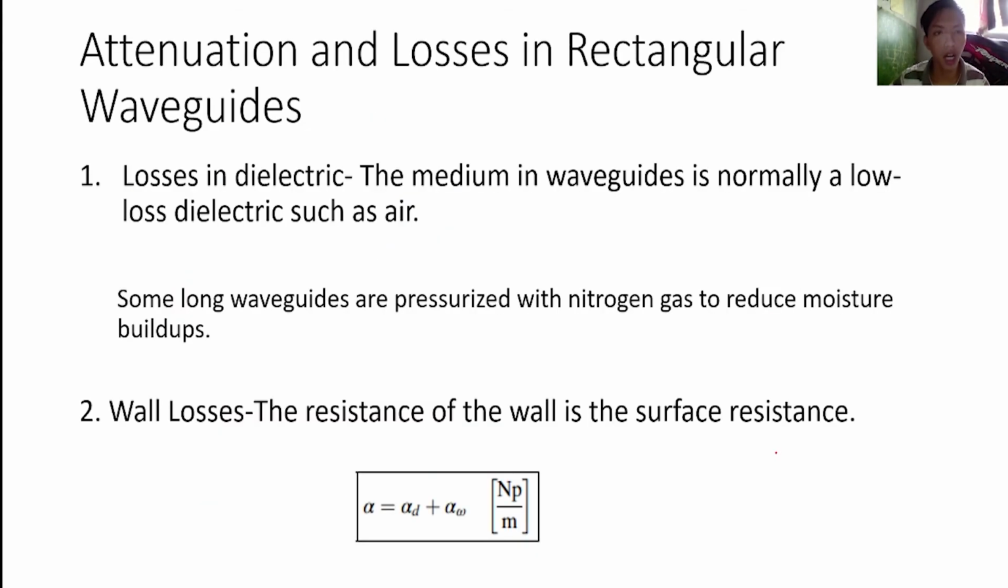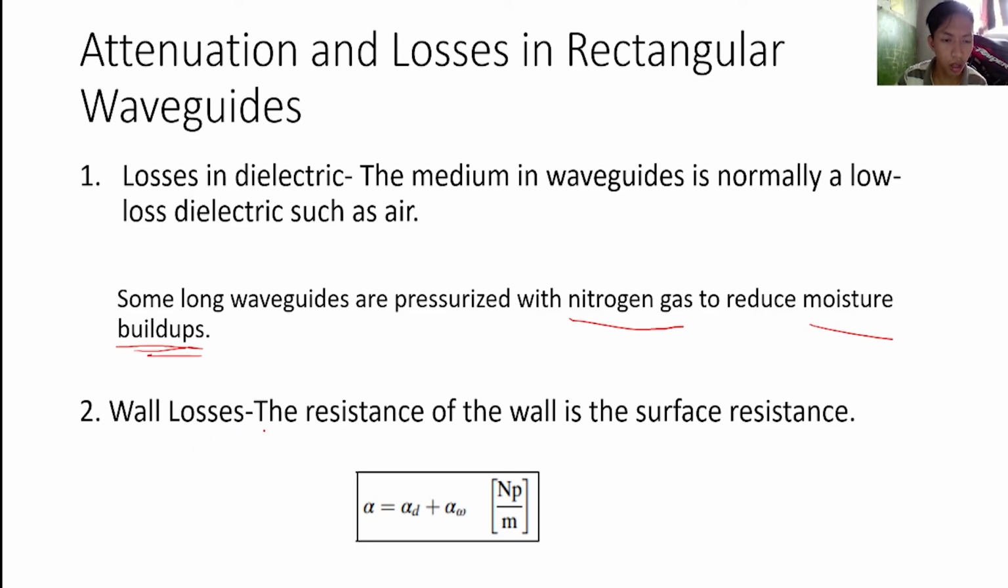Now, attenuation and losses in rectangular waveguides. First, losses in the dielectric: the medium in a waveguide is normally a low loss dielectric such as air. That's why in our previous slide we have this choke joint, in which some long waveguides are pressurized with nitrogen gas to reduce moisture buildup. One of the reasons for that is to reduce the attenuation and losses in rectangular waveguides.